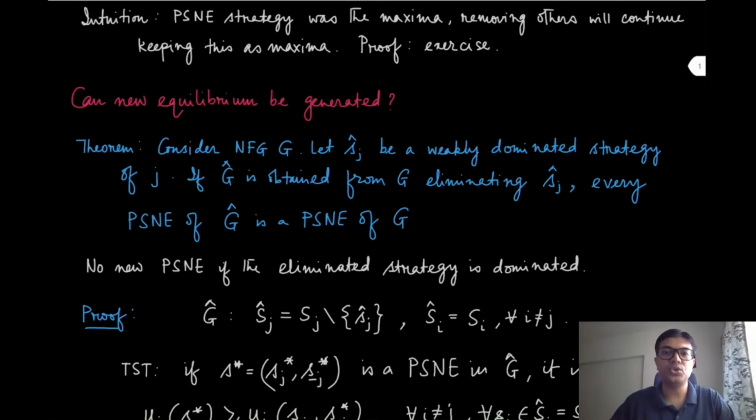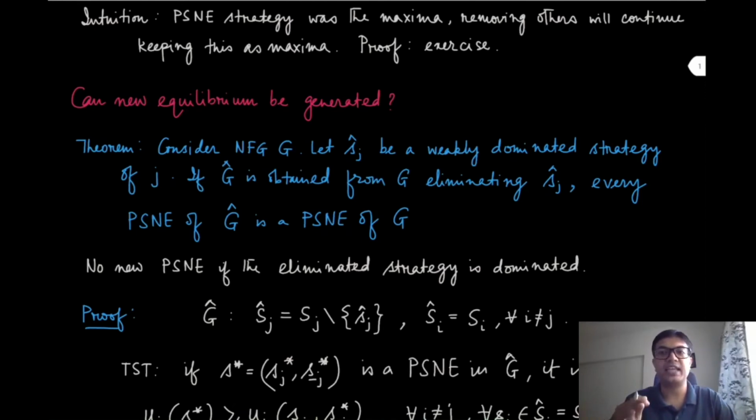We just need to show that for that specific agent, for SJ star, whichever it is, if that is the pure strategy Nash equilibrium in the reduced game, then it should also be a pure strategy Nash equilibrium in the original game, including this strategy SJ hat. Now you know that SJ hat is a weakly dominated strategy. So it means that there does exist another strategy which is weakly dominating it. And that strategy, SJ star, which is the pure strategy Nash equilibrium, is maximizing the utility when other players are playing the Nash equilibrium strategy.